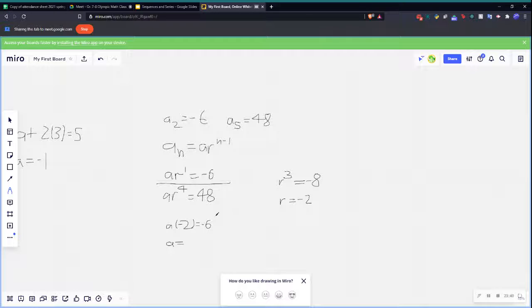So now we divide both sides by negative 2. That will give us a is equal to 3. Okay, so now we can write our general term. Let's write it down right here. So a of n would be equal to 3. This would be an exponential formula, because they have the variable in the exponent. So this would be 3 times negative 2, and negative 2 is to the exponent of n minus 1.